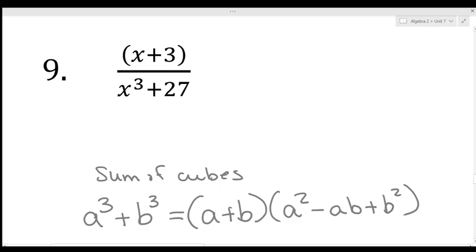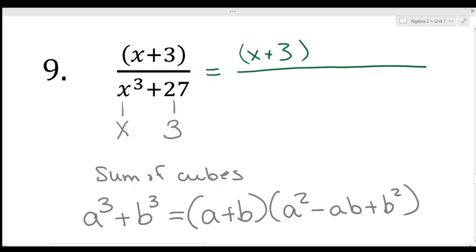So x cubed is a perfect cube of x, and 27 is a perfect cube of 3. So when I rewrite this, when it's factored out, we get x plus 3 on the top. That stays over. All right, so I get x plus 3 times, our a value in this case is x, so we get x squared minus 3 times x, which is 3x, plus 3 squared, which is 9.